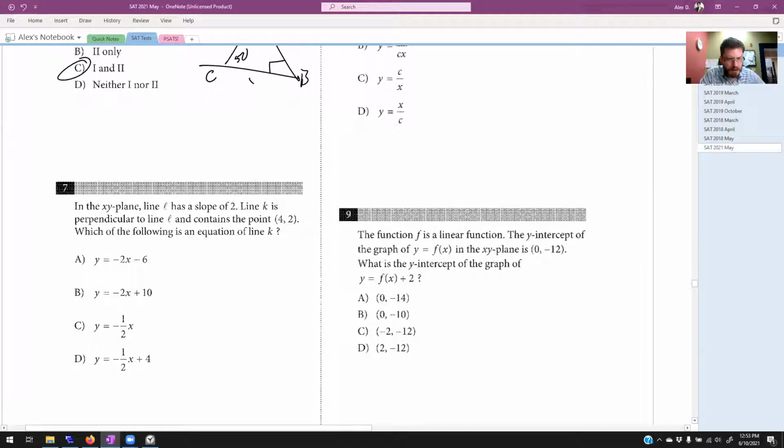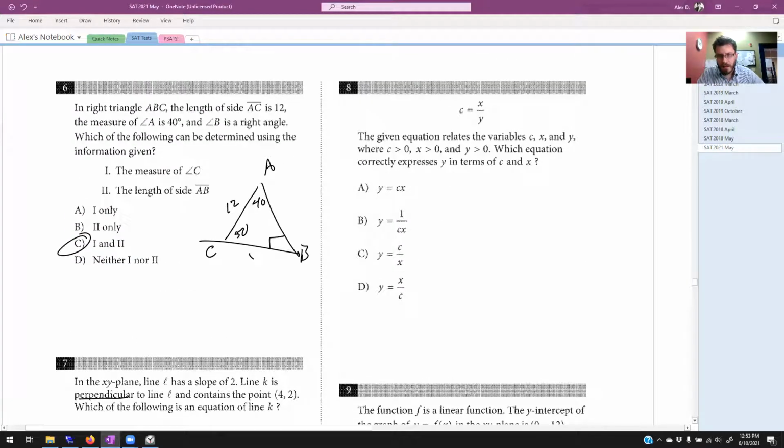Linear functions, slope of 2. We're looking for the one that is perpendicular, so the perpendicular line is going to have a slope of -1/2, so that's either C or D. And it contains the point (4, 2), so you plug in 4 and you should get positive 2. I believe that's going to be D, so 4 times -1/2 is -2, plus 4 is indeed 2. Which of the following correctly expresses y in terms of c and x? So you just flip those around and you get y equals x over c.